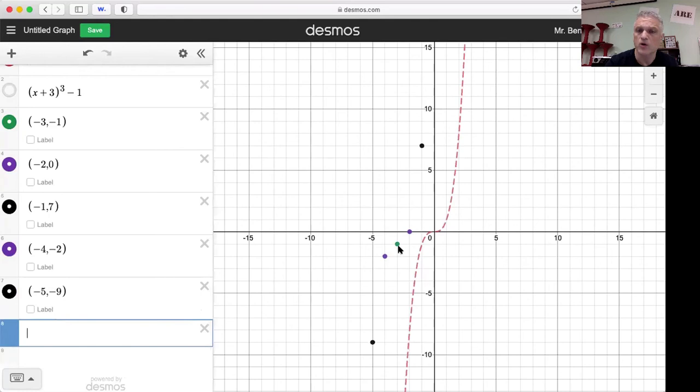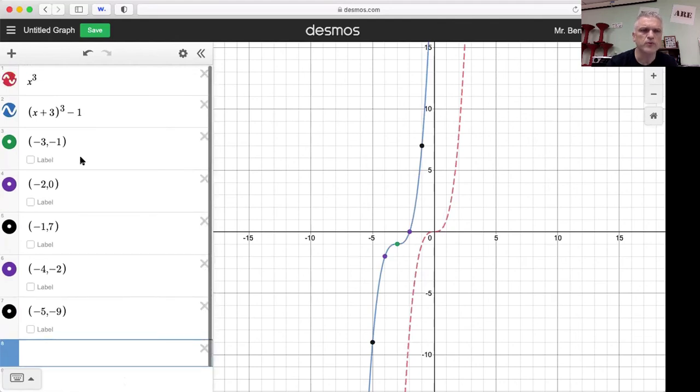Okay, here you go. So green is our inflection point. We went up 1, over 1. From the green, we went right 2, up 2 cubed. Left 2, down 2 cubed. So let's see if our transform function goes through. Oh, look, that's great, right?